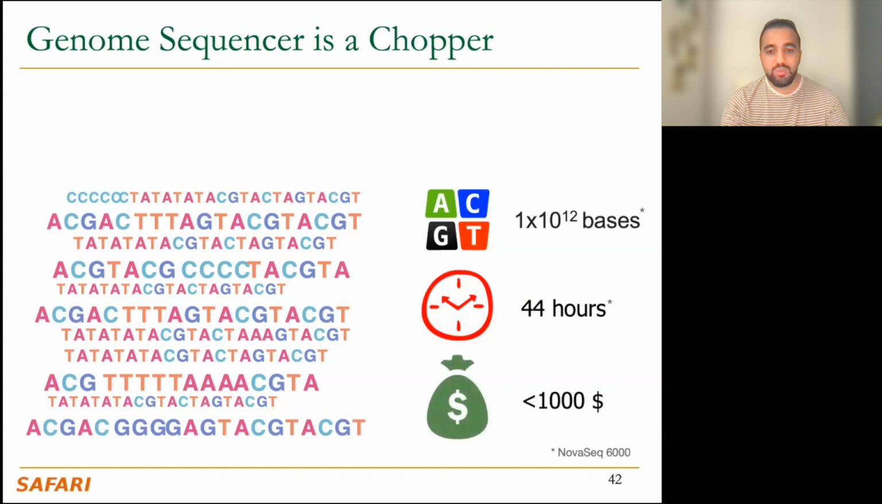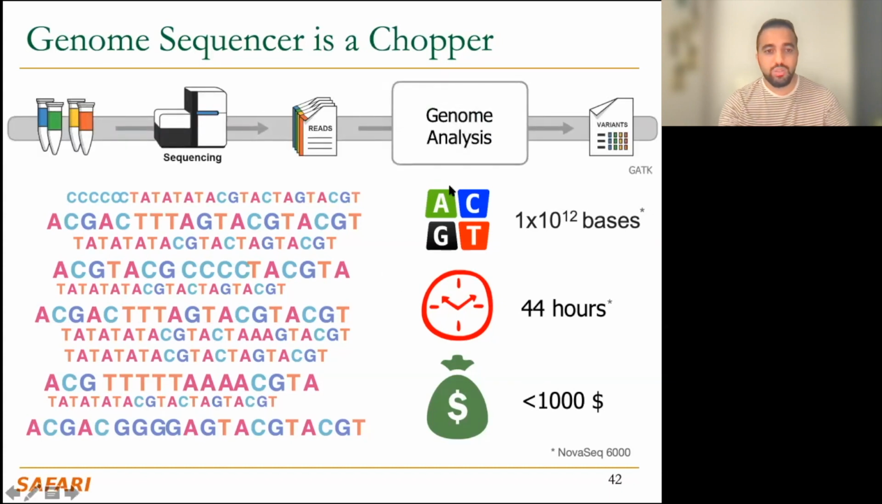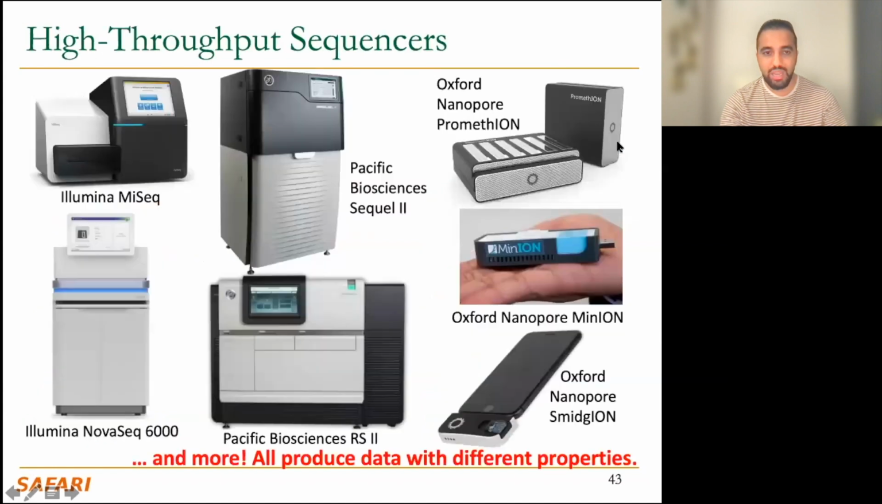Today's sequencing machines perform really well. They can provide up to 10 to the power 12 bases in about 44 hours, that is about 2 days, and for less than $1,000. However, because of these pieces, we cannot directly interpret them. So you need what we call a genome analysis step to link these pieces together, and then you can detect the variation. And there are a lot of these choppers, or sequencing machines.